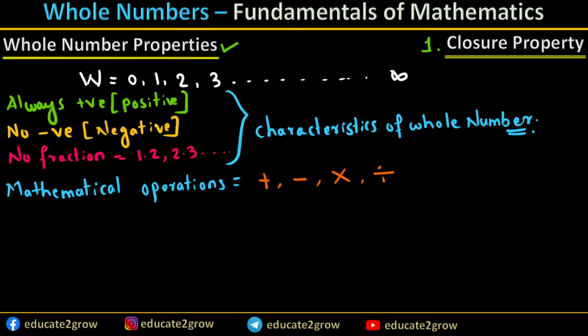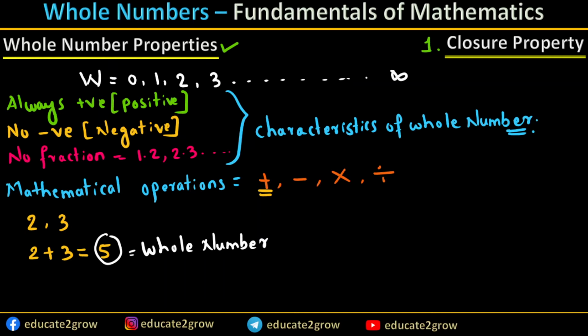Okay, let's look at one example. Take the number 2, which is a whole number, and 3 is also a whole number, right? Let's do addition first. Now 2 plus 3, what do you get? 5. Okay, this is also a whole number.